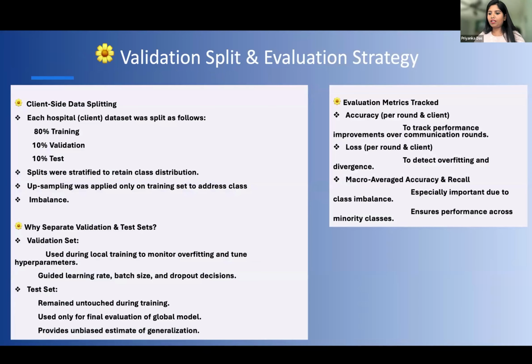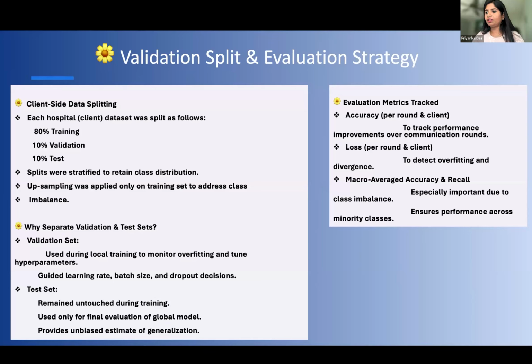Once the data was distributed to clients, each hospital's dataset was split into training, validation, and test sets, with 80% for training and 10% each for validation and test. These splits were stratified to maintain the original class distribution, and importantly, upsampling was applied only to the training set to balance the class representation. The validation and test sets remained untouched to ensure fair evaluation.